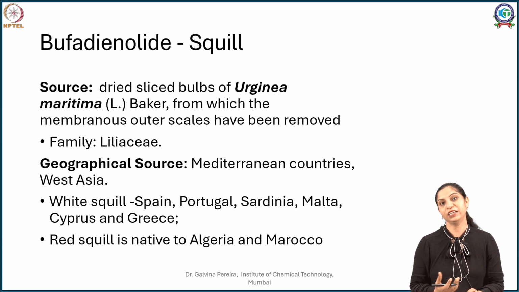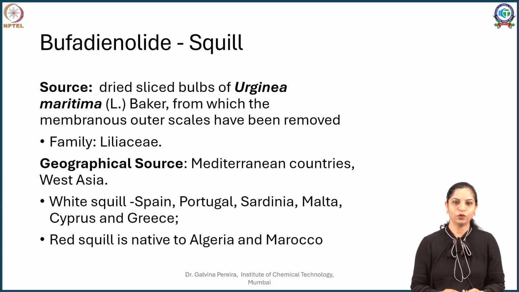Now, if you go to bufadienolides, a good example of a bufadienolide is squill. Squill is onion-like sliced bulbs obtained from Urginea species, Urginea maritima, and Indian squill is Urginea indica. The outer sheathing scales are removed. This is onion-like, belonging to the family Liliaceae. It is cultivated in Mediterranean countries and West Asia.